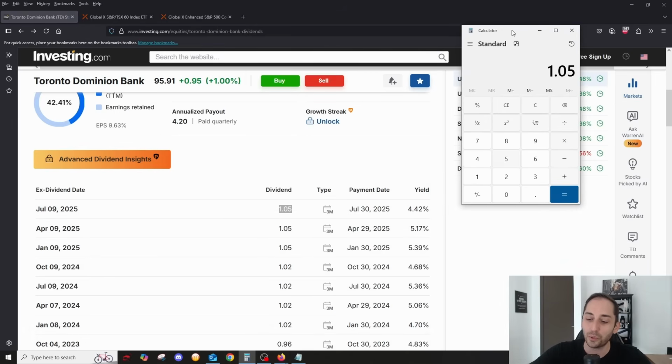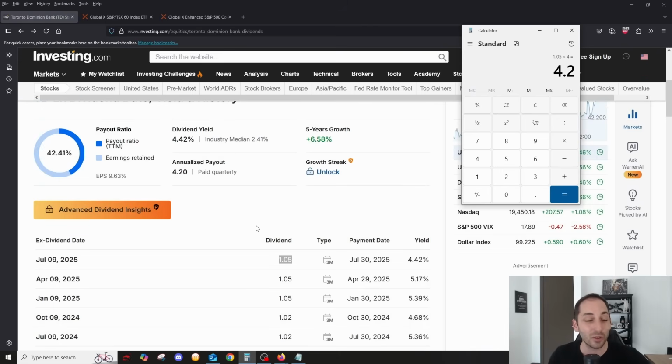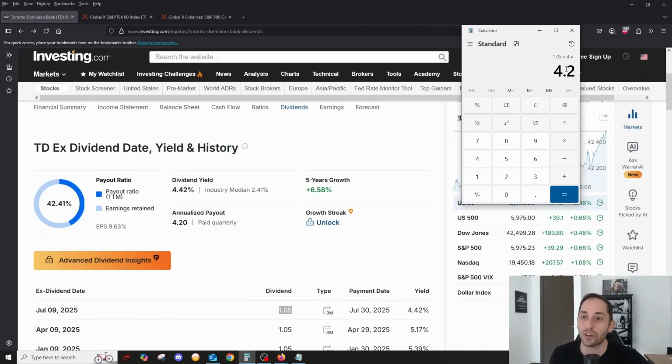So if you do 1.05 times 4, you'll get the annual dividend rate. The annual dividend rate currently for TD, and remember that could change, you can see that dividend rates do change, so you've got to make sure you have the right current dividend rate, is $4.02. That's per share, and that's on an annual basis.